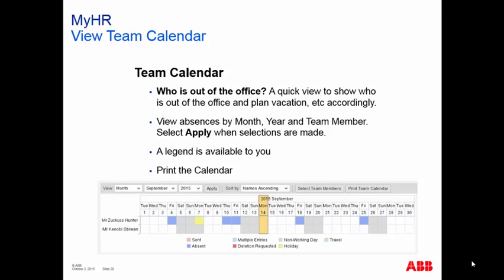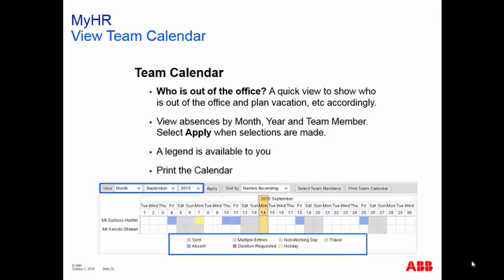So now we're going to discuss the Team Calendar feature. When the Team Calendar window appears, it will provide you with a quick overview of who is absent on your team. You can manipulate the information displayed by making selections from the drop-down menus provided. And a legend is also provided so that you can quickly and easily see who will be out of the office and then plan accordingly.